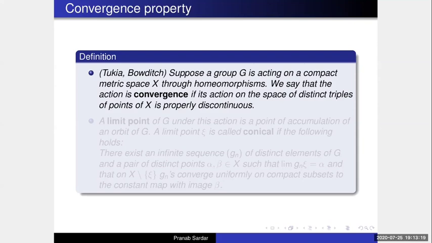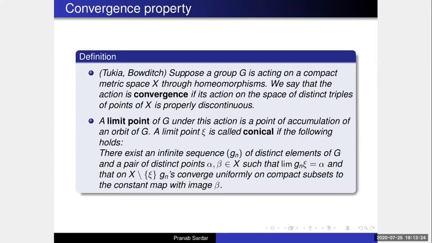Under this convergence action, a limit point of G is a point of accumulation of some orbit of G. So you take some point small x in capital X, look at the orbit G·x, and then take the points of accumulation. Those are the limit points. And a limit point is called conical if something like this holds. This is again a little technical, and one cannot appreciate the terminology here, but the motivation behind these terms comes from hyperbolic spaces, really, and Kleinian groups.